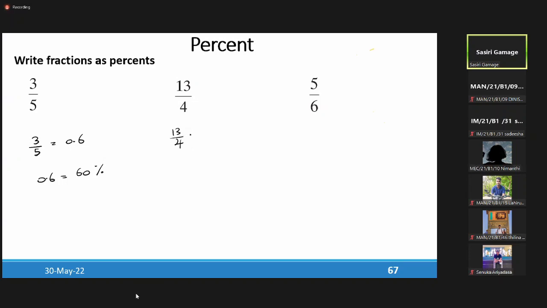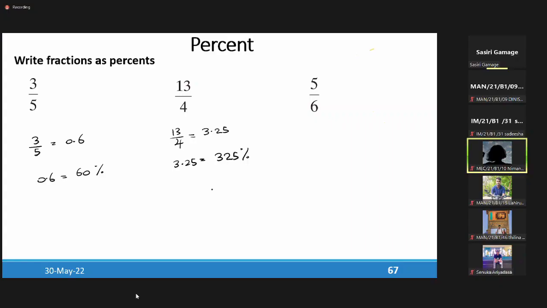Then what's the answer for this? 13 divided by 4. What's the answer? 3.25. Then as a percent, we have to move the decimal place by 2. Then we have what? 325. Then we have to keep the percent mark.